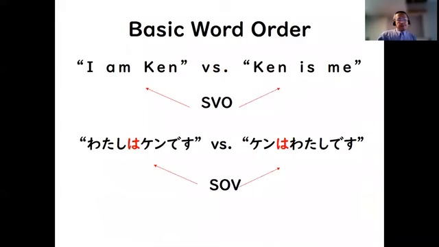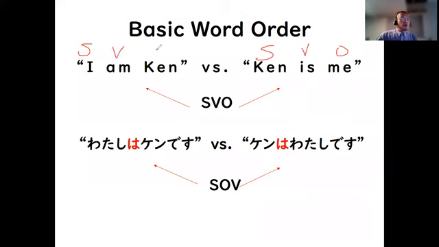Basic word order. In English, we know it's the subject, verb, and object. All right, S, V, and O. And the same thing as V and O. And apologize, that is OV. I'm still thinking in Japanese.